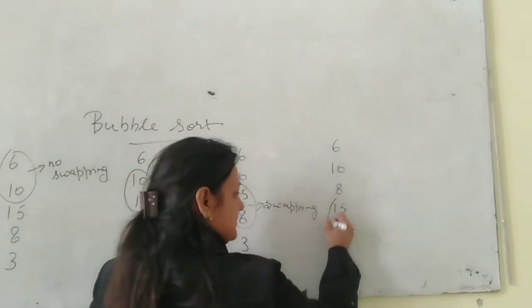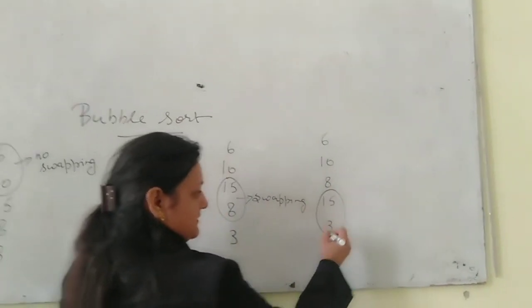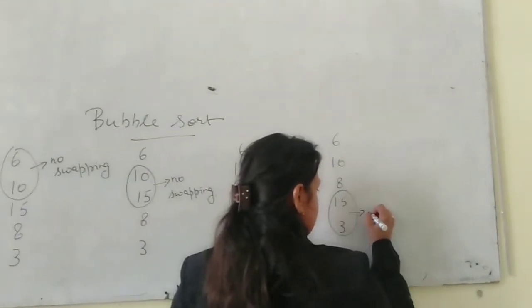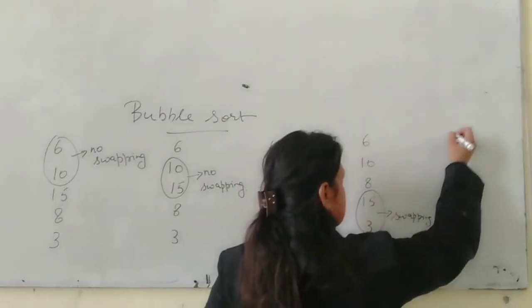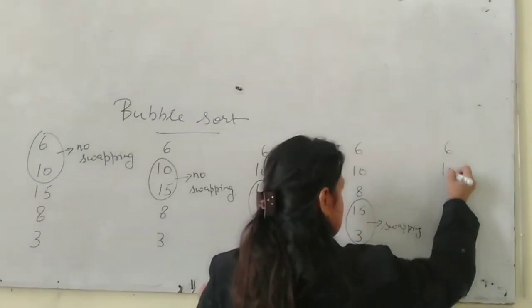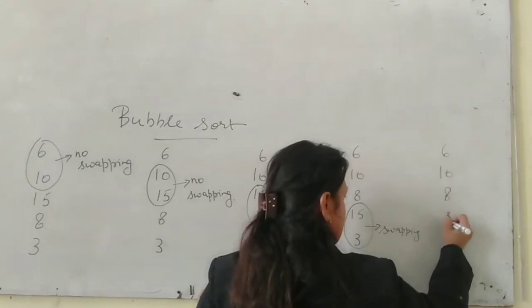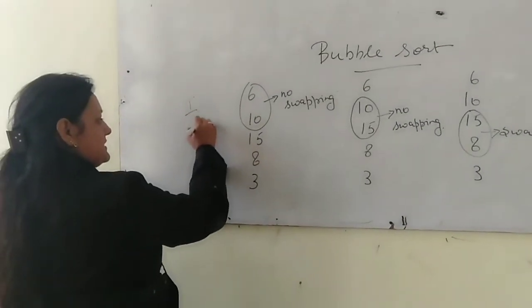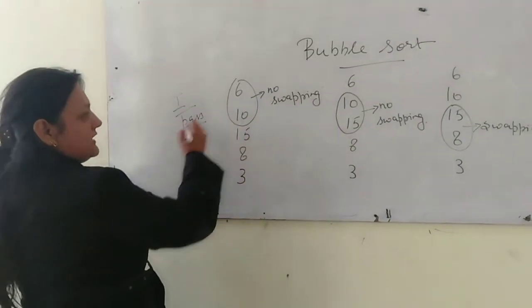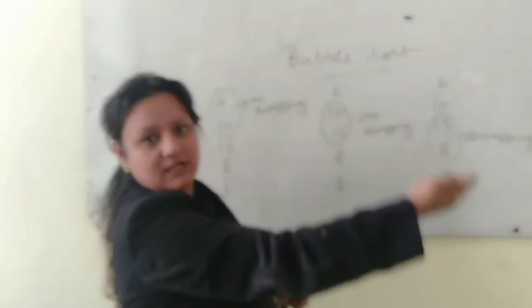Again swapping will take place here, so again swapping will be there. The data will be 6, 10, 8, 3 and 15. This is for one pass. This is the first pass. First pass means what happens to the data in a single passing.